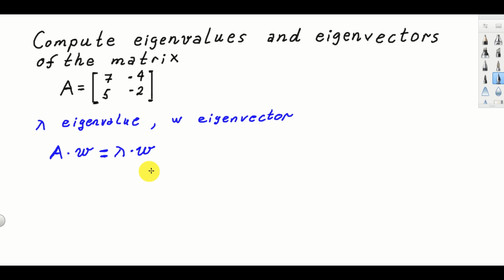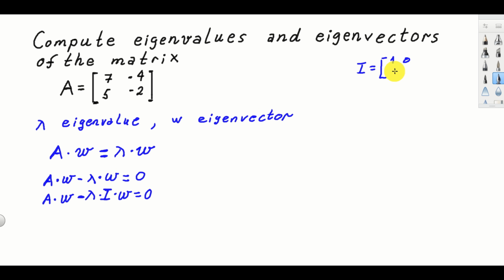Okay, so now that we recall the definition of the eigenvalue and the eigenvector, we can proceed. From this equation, we obtain that A multiplying W minus lambda multiplying W is equal to 0. Over here, instead of lambda W, I can write lambda multiplying the identity matrix multiplying W, which is equal to 0. The identity matrix is a matrix that looks like this: 1, 0, 0, 1.